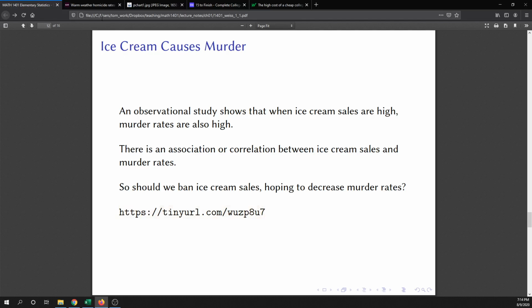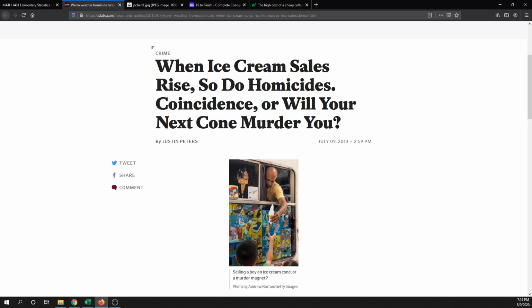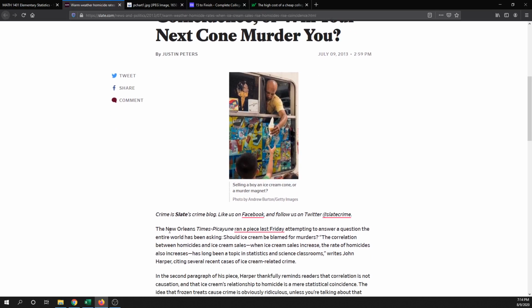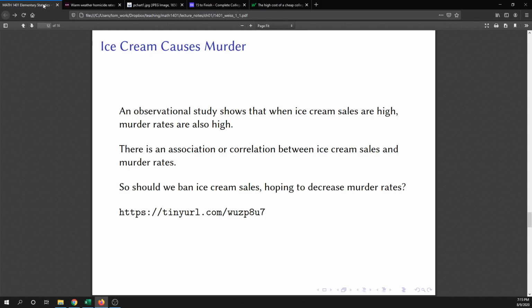You can follow this link to an article which talks about the observational study. When ice cream sales rise, so do homicides. Coincidence, or will your next cone murder you? The article in the New Orleans Times-Picayune attempts to answer a question: should ice cream be blamed for murders? In that observational study, they noted that when ice cream sales are high, murder rates are also high, and that is absolutely true.